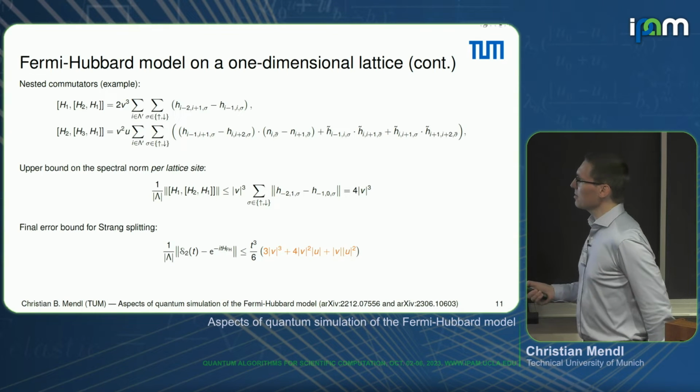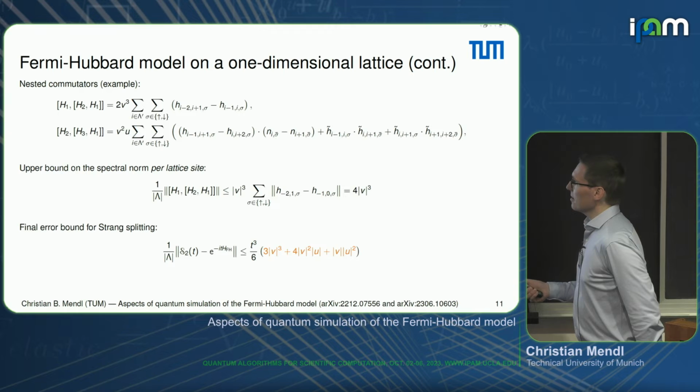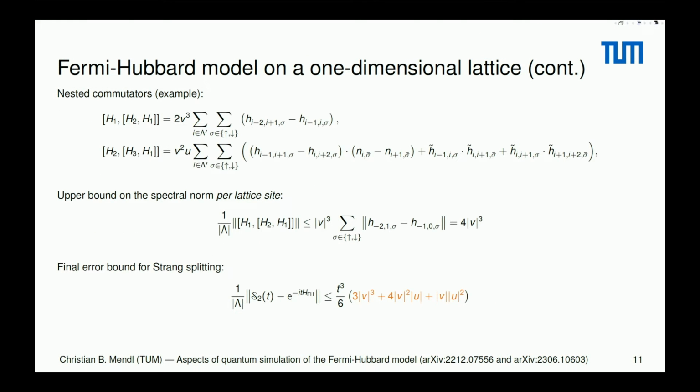Just to give you an example of how this looks: here's a nested commutator with 3 Hamiltonian terms. Remember, H1 was one of the hopping terms, and H2 the other one. Then you get such expressions out of that. It's not really relevant what these are explicitly, but the point is that, especially with higher dimensional lattices, this gets very tedious to do with pen and paper. So it's probably good to have some computer program to do this automatically.